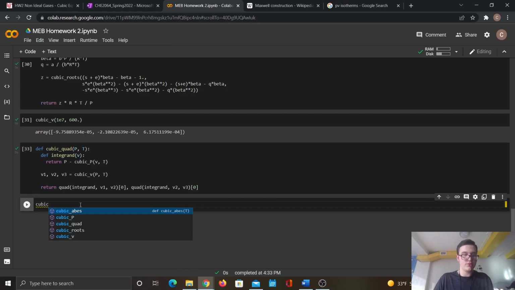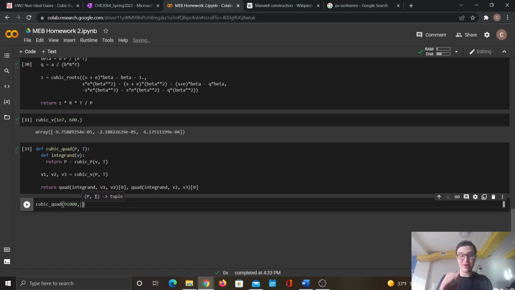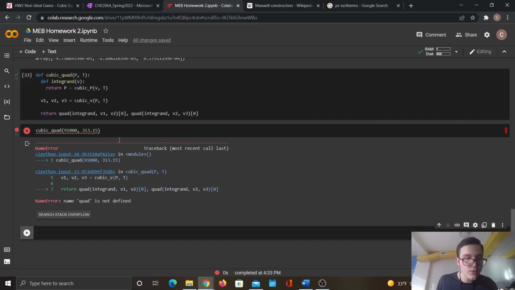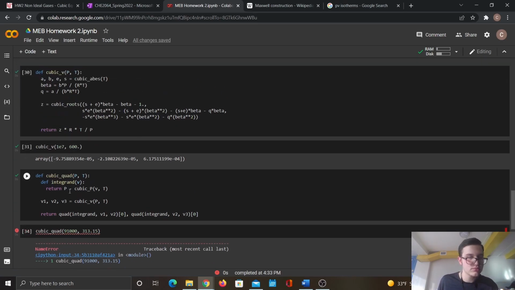So we're going to use cubic quadrature, say 91,000. We want this to be as close to 0 as possible, which means that our areas are as close to each other as possible. Say 313.15. Shift Enter.